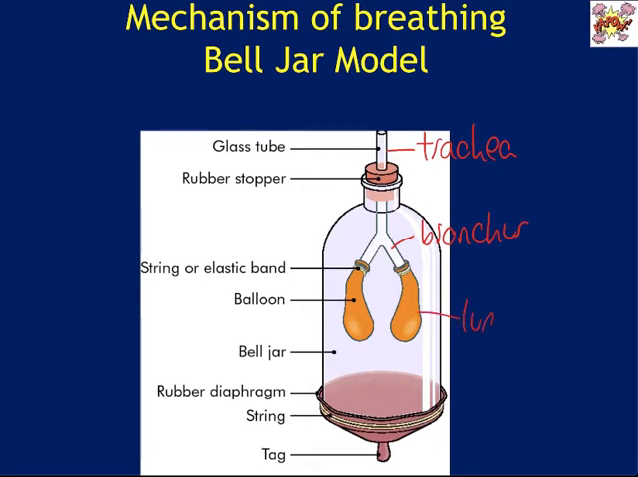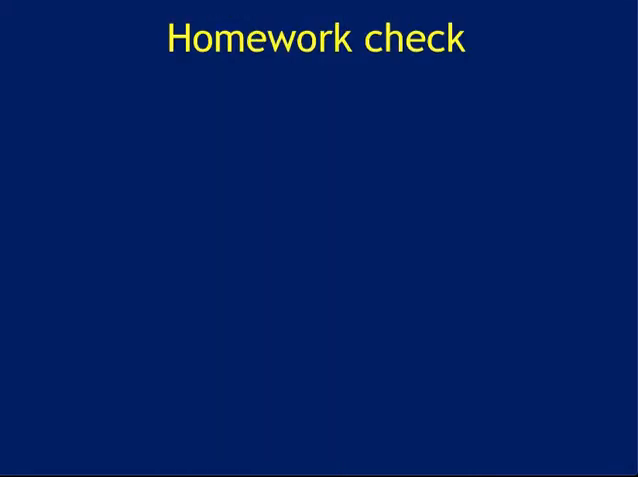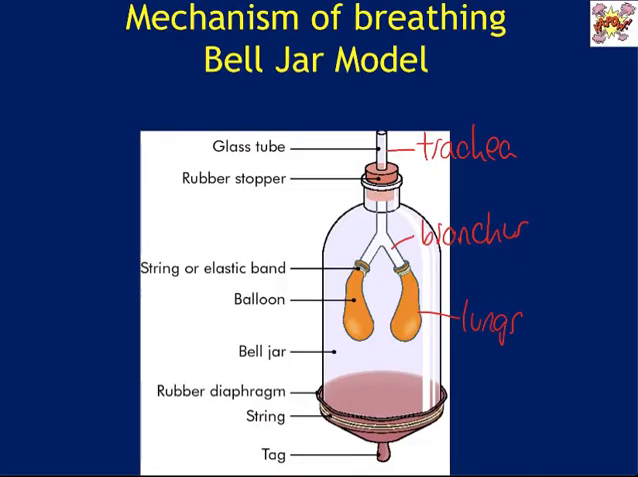These are our lungs. The bell jar here is our rib cage, and the diaphragm down here is our diaphragm. Apologies, can't spell today. And what we know now, if we pull down this tag, our lung volume will increase, the pressure decreases, and air moves in, so they'll inflate.